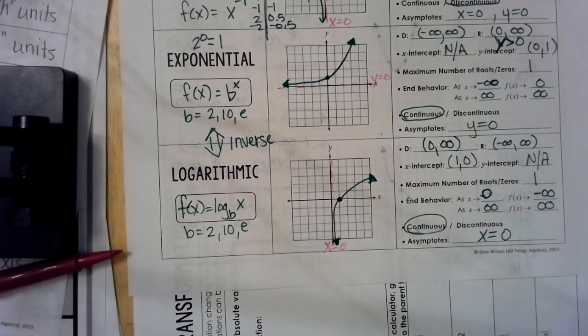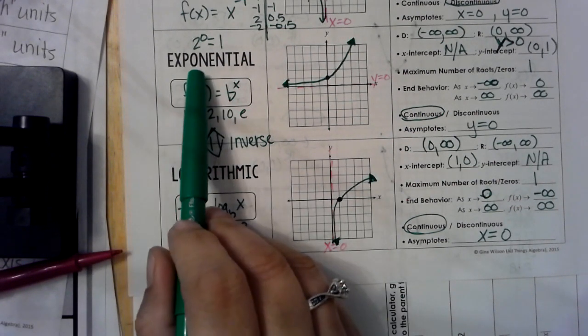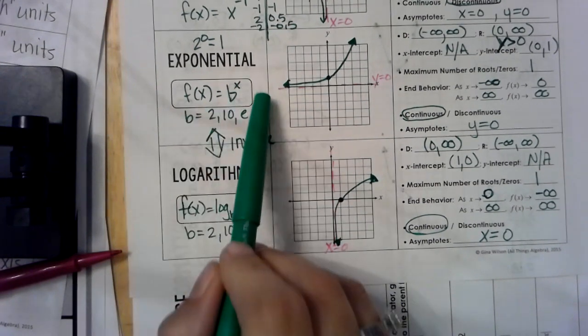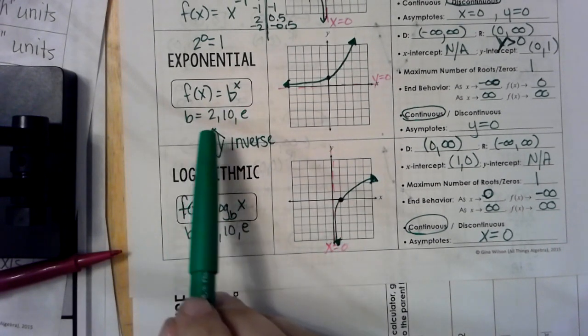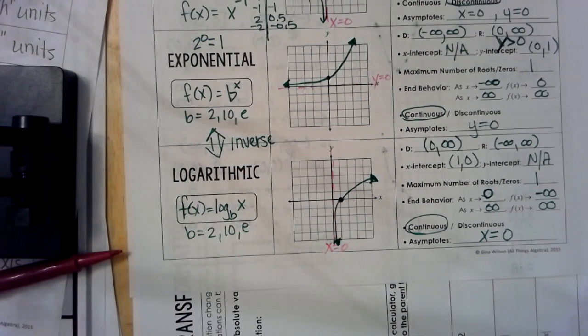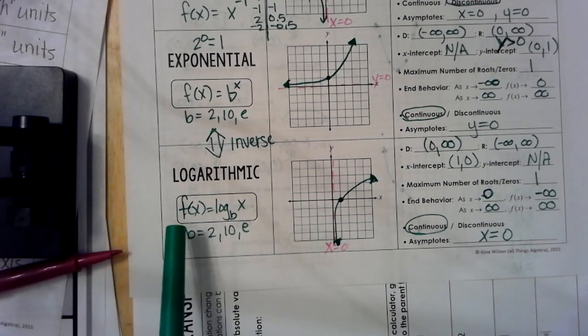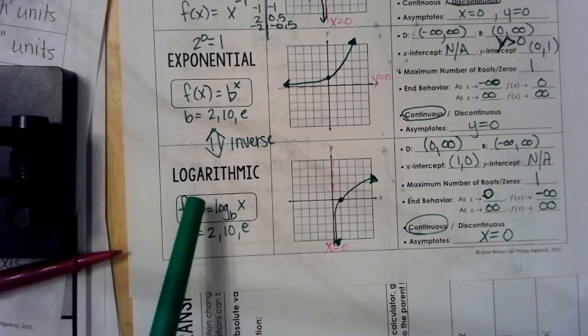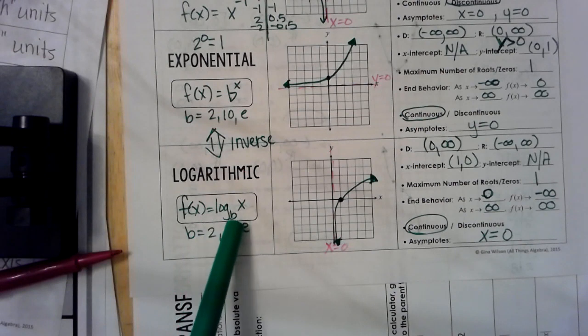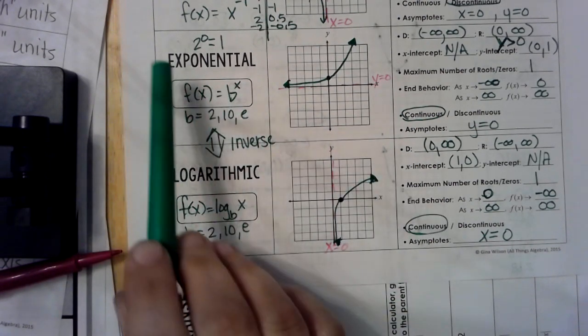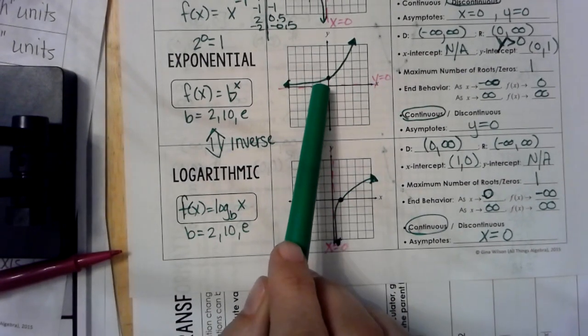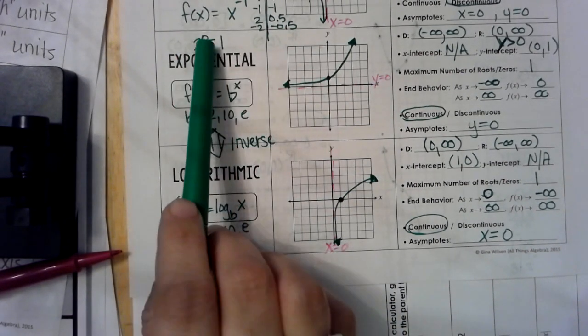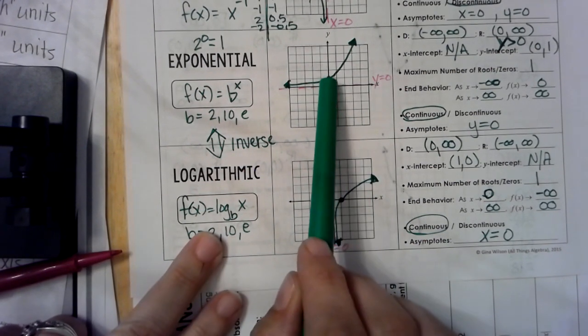Okay, I don't know where I stopped, so I'm going to have to edit this, but exponential is f of x equals b to the x, where b is 2, 10, and e. It is the inverse of logarithmic, which is f of x equals log sub b of x, where b is 2, 10, and e. To do the exponential, you have to put in 0 for x, and that gives you 2 to the 0 power equals 1.